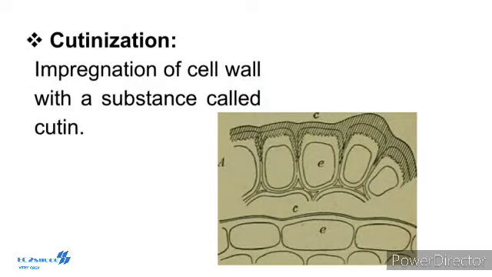Another one, cutinization. Impregnation of cell wall with a substance called cutin. Epidermis is the outermost layer of the stem. It is made up of tangentially flattened, closely pitted parenchymatous cells which appear rectangular in a transverse section.